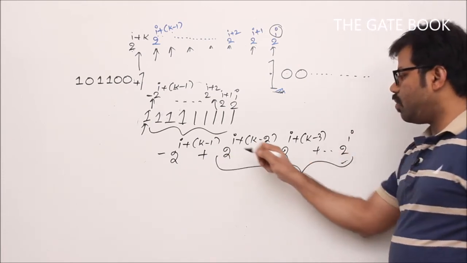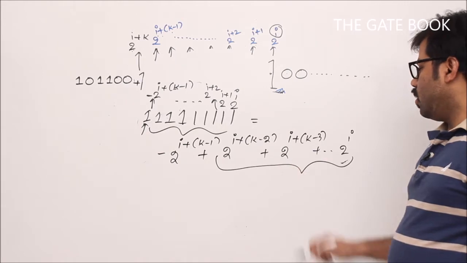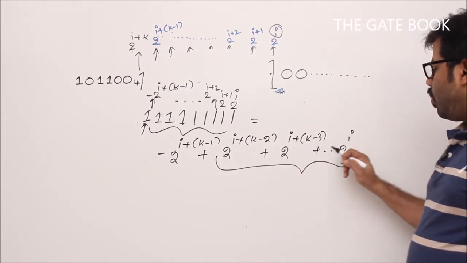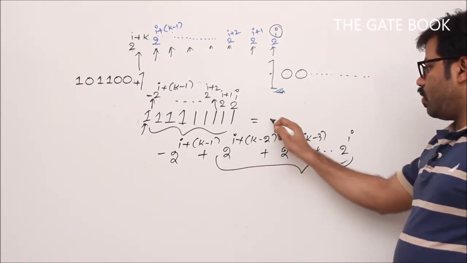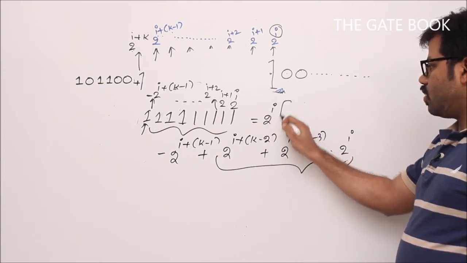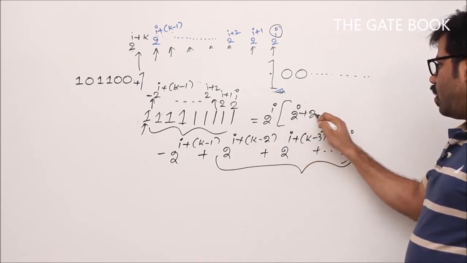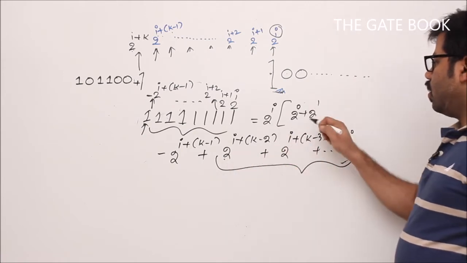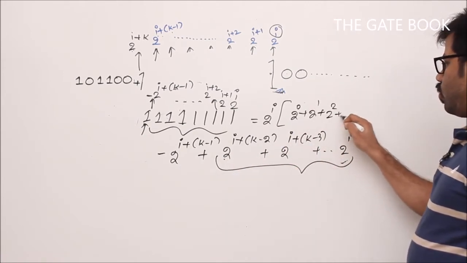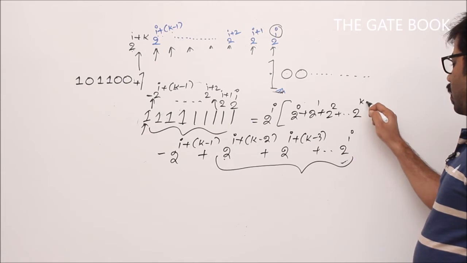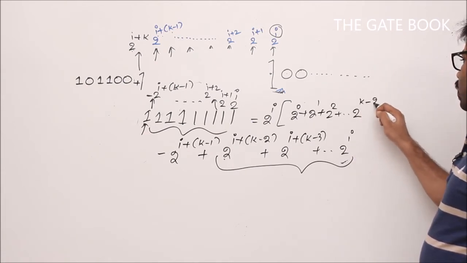When you simplify this part, what are you going to get? Do you remember the formula? 2 power I to 2 power I plus k minus 2. If I take 2 power I common, what is going to happen is, 2 power 0 plus 2 power 1, I am only simplifying up to here. 2 power 1, 2 square, up to 2 to the power of k minus 2.